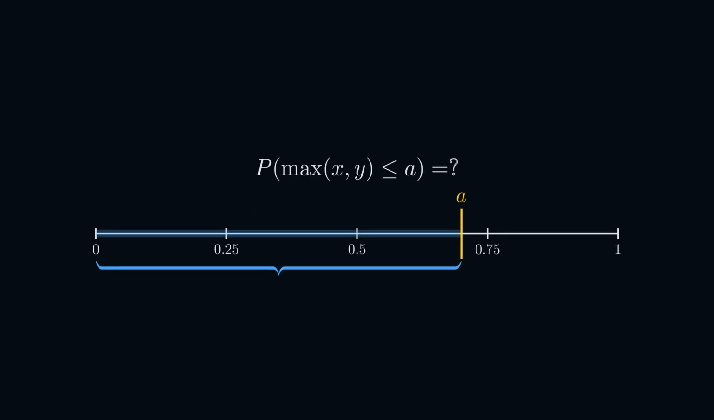So, let's start with the first process. We pick two random numbers between 0 and 1 and keep whichever one is larger. Now, instead of asking what the maximum actually is, let's ask a slightly different question. What's the chance that the maximum ends up somewhere below this number a? Well, if either of our two numbers goes past a, then the maximum goes past it as well. So that wouldn't work. So for the maximum to stay below a, both numbers have to land below a.